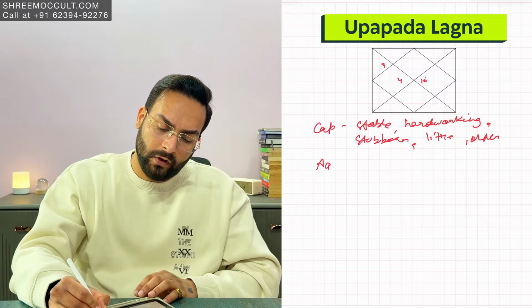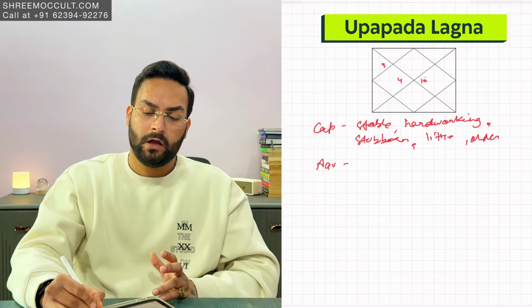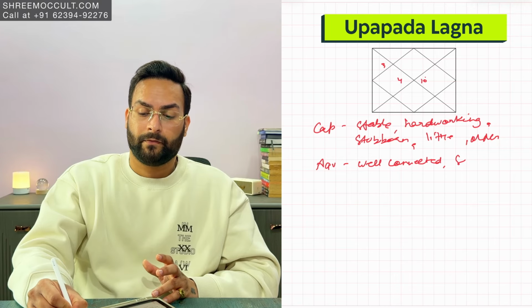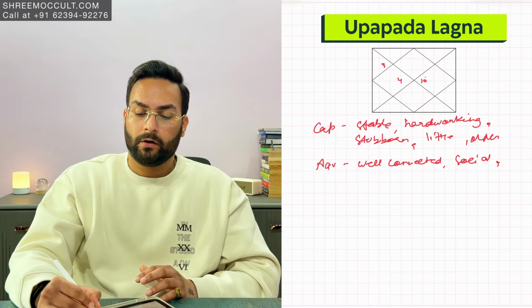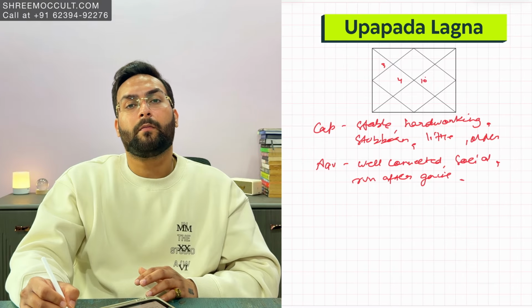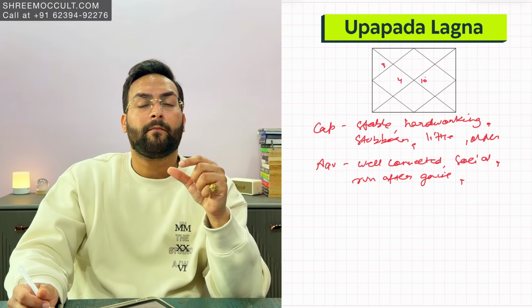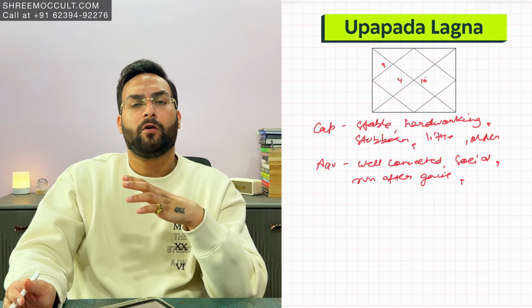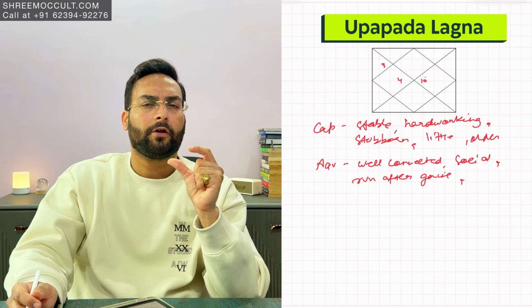Now moving to Aquarius. When you get Aquarius as Upapada Lagna, you're going to have a very well connected partner or a very social partner. They can be famous also, but they are going to be the type of people who run after money a lot, run after gains. These are individuals who want to make a lot of money in a very small amount of time, or who want to put in very less effort and earn more money. So money doubling schemers, definitely.